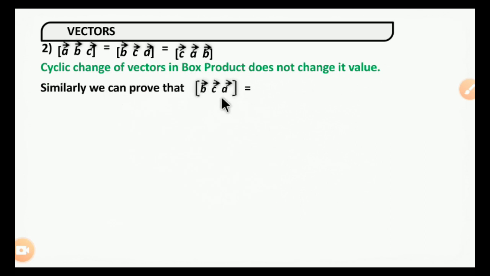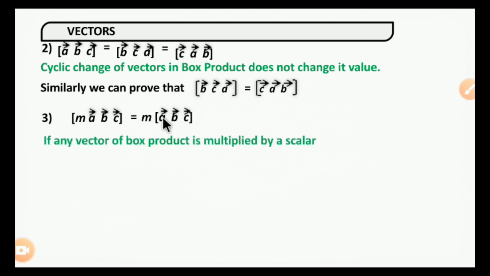Similarly, we can prove that BCA is equal to the box product of CAB. Then the third property: M times vector A, vector B, vector C. Its box product will be equal to M times the box product of ABC. This means if any vector in a box product is multiplied by a scalar, then its value is also multiplied by that scalar. Here, if vector A is multiplied by the scalar M, then the whole box product ABC will be multiplied by the scalar M.